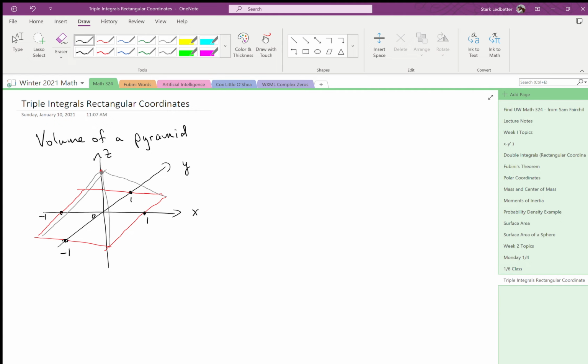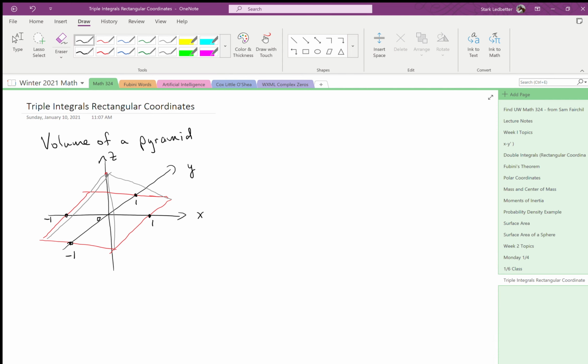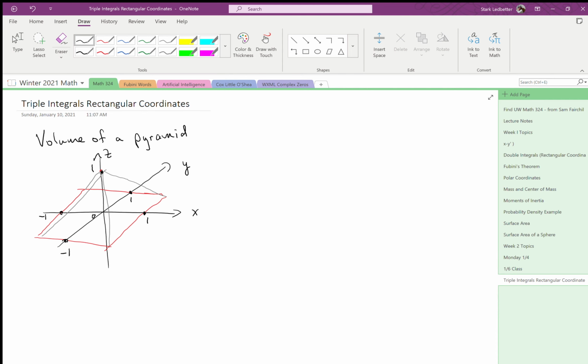I don't know if you can see that well. And the gray things are supposed to come up out of the xy plane. This is the point 0, 0, 1, so on the z-axis. And then the height of the pyramid is also 1.